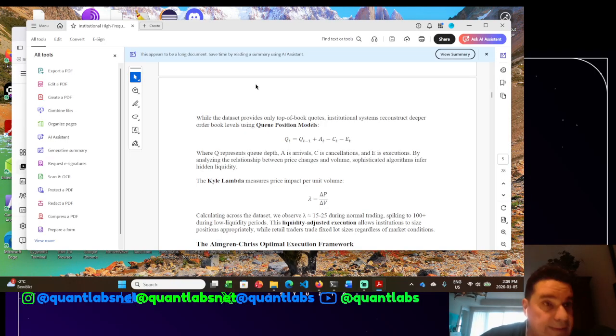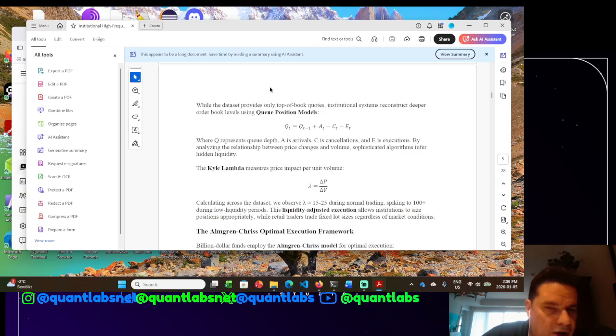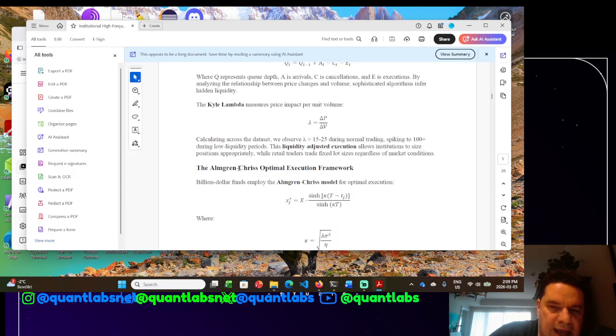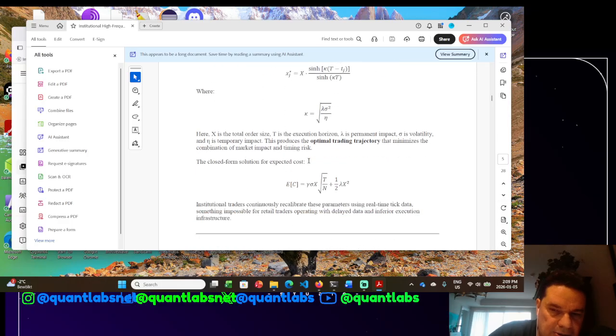But this is similar stuff that DeepSeek is capable of. The revolutionary version of DeepSeek came out nearly a year ago. So you can imagine where we're at with other competing LLMs, out of China, the US, and wherever else. That's probably way more advanced than this now. So here we have something called the Chi Lambda. We've got the AIM Chris optimal execution.